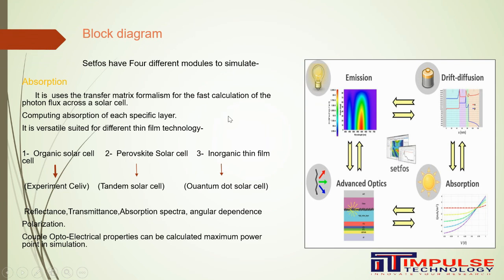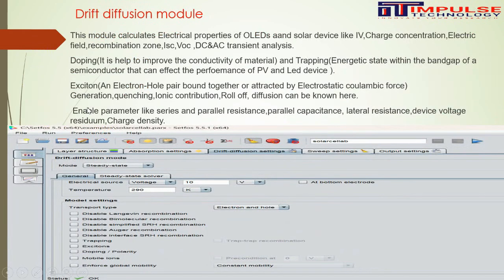Absorption uses the transfer matrix formalism, then calculates photon absorption across the solar cell. It covers thin-film technology, such as organic, perovskite, and inorganic thin films. It calculates a number of parameters like reflectance and transmittance, and coupled optoelectrical properties can also be calculated. Now move to the next slide.